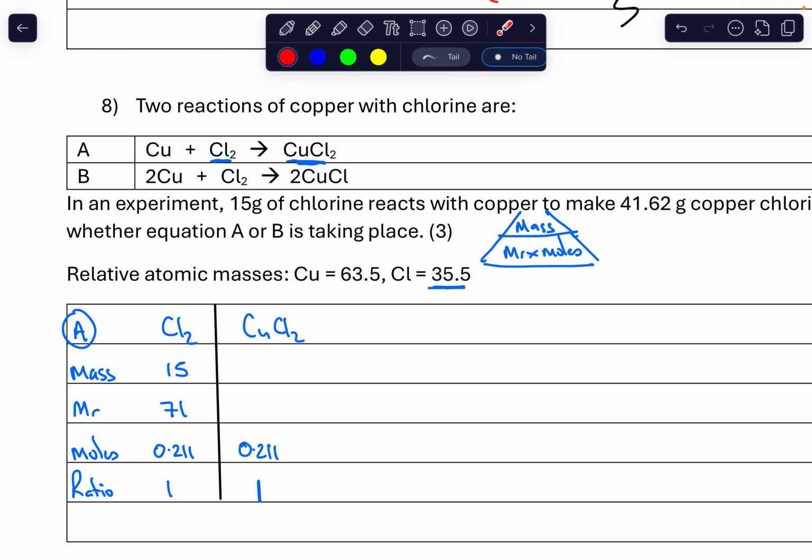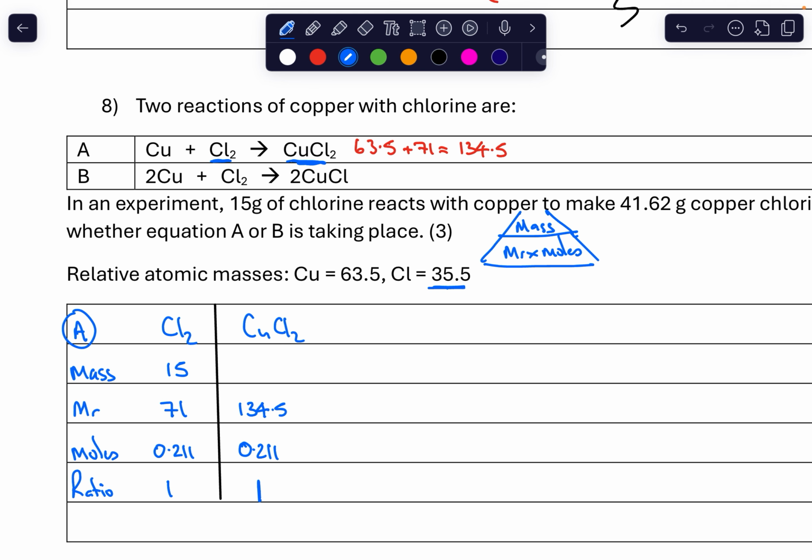Okay. The MR, we can work the MR out. So I'll work the MR up here. So here you've got 1 copper, which is 63.5. We've got 2 chlorines, which is 71. Add those together, 63.5 plus 71, and I'm getting 134.5. So 134.5.